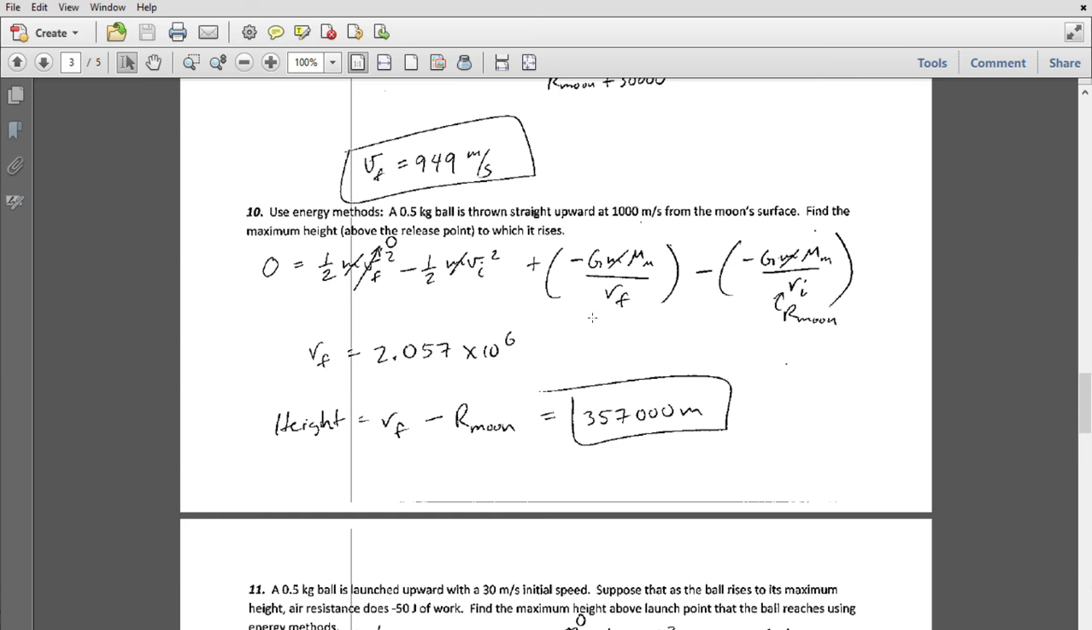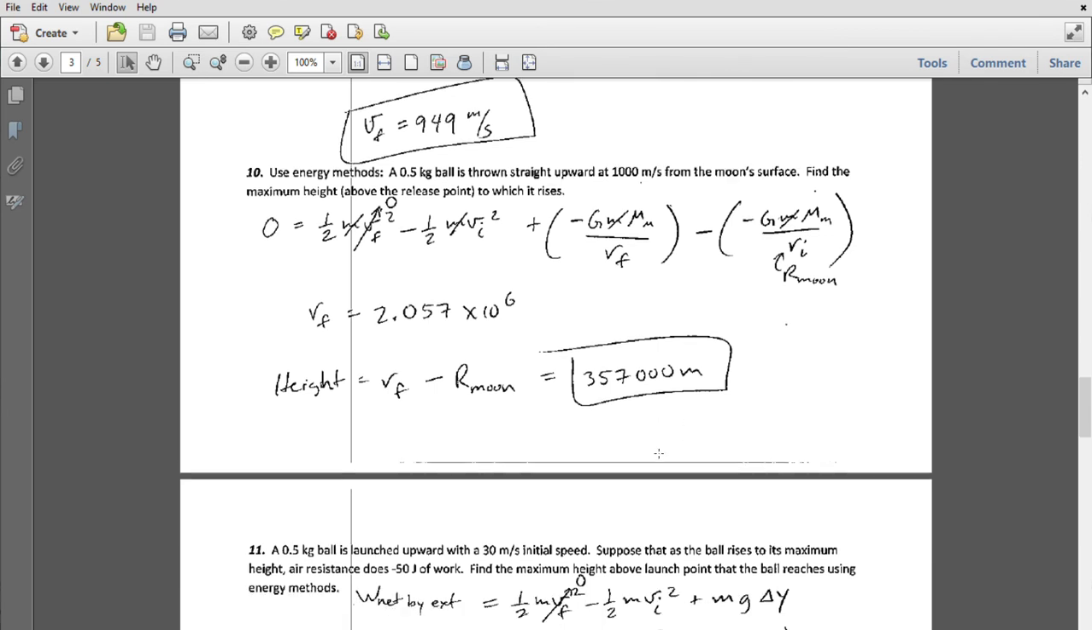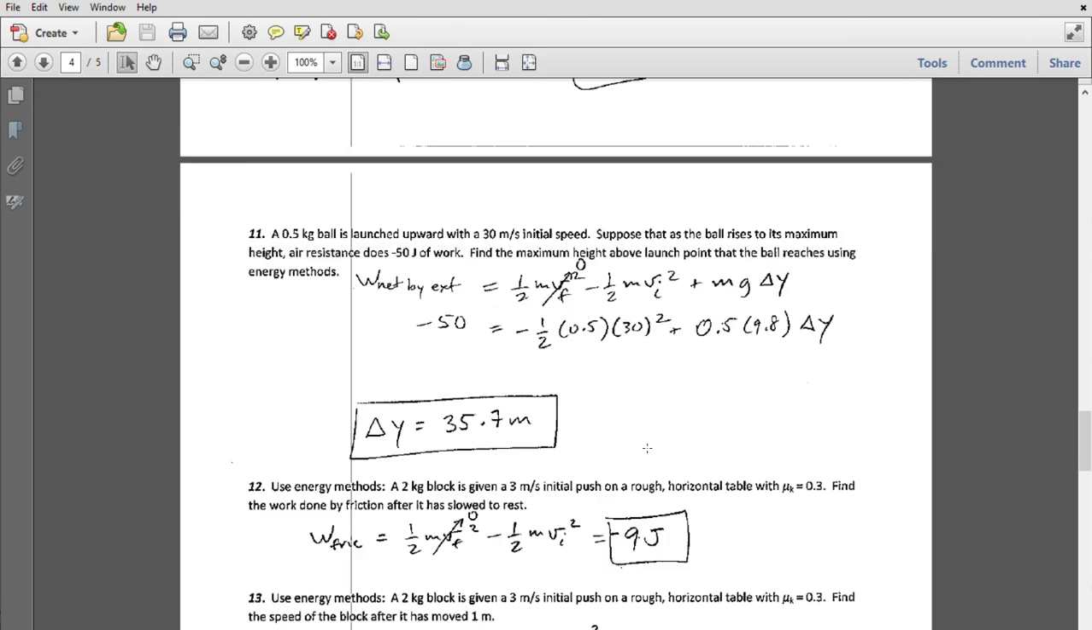Our final is what we're after, right? Or at least it's almost what we're after here. So we're going to solve for that. And our initial is the radius of the moon. So we solve for our final. That's not how it's asked. It's asked, find the height to which it rises. This is the final distance from the center of the moon. If we subtract off the radius of the moon, we'll get the height that it rises above the surface of the moon, which is 357,000 meters, apparently.